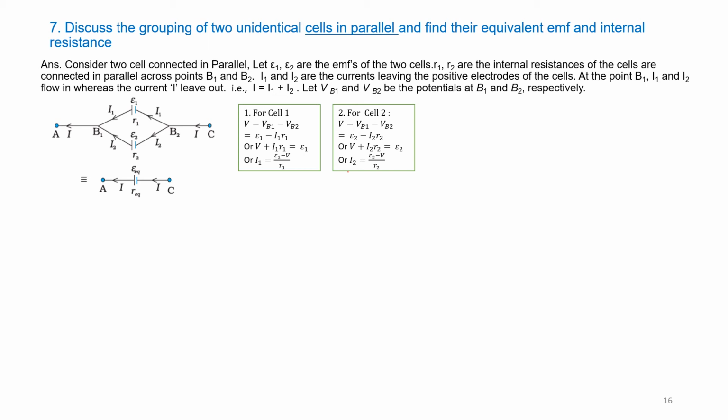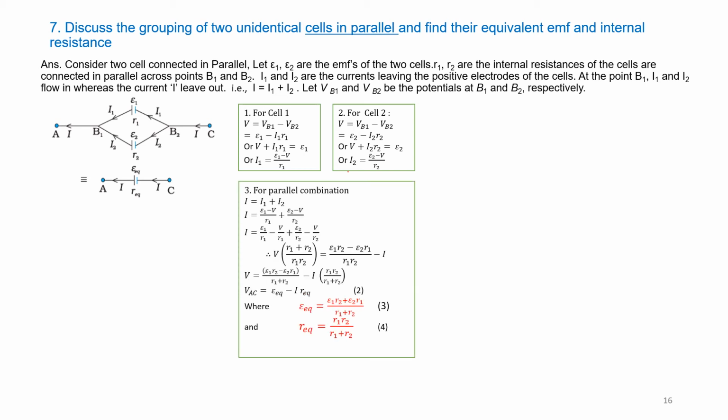Now we have to combine these two. Combining those two is the third step. Therefore I is equal to I1 plus I2, that is, substituting the values, (E1 minus V) by R1 plus (E2 minus V) by R2. Simplifying with simple calculation, we get V into (R1 plus R2) divided by R1 R2 equals (E1 R2 plus E2 R1) by R1 R2 minus I.